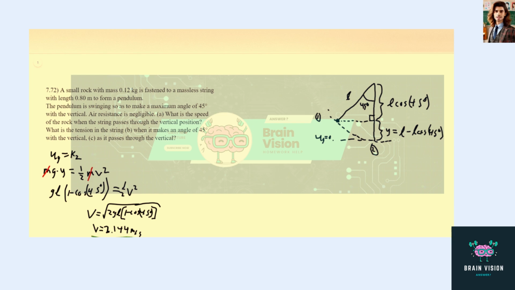Part B, we are asked to find what is the tension in the string when it makes an angle of 45 degrees with the vertical. For this, we need to set up a free body diagram. A free body diagram takes our point and we assign all the forces that are on it. At a 45-degree angle, we have our tension, and directed straight downward is our mass times gravity.